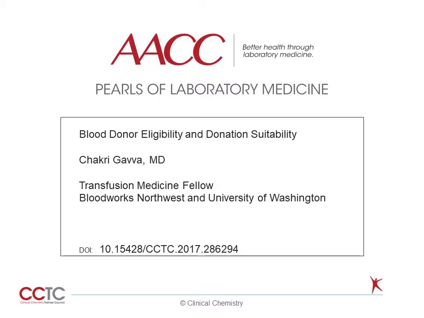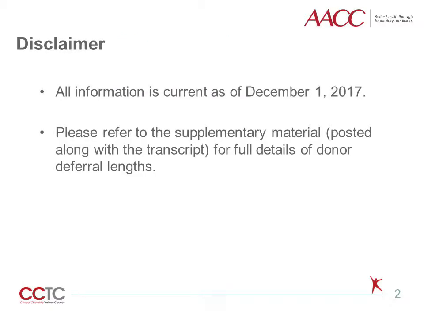Hello, my name is Chakri Gavva. I am a Transfusion Medicine Fellow at Bloodworks Northwest and the University of Washington. Welcome to this Pearl of Laboratory Medicine on blood donor eligibility and donation suitability. Before I begin, I'd like to add a disclaimer that all information presented is current as of December 2017. A list of blood donor deferrals and deferral lengths will be included in the supplementary materials.